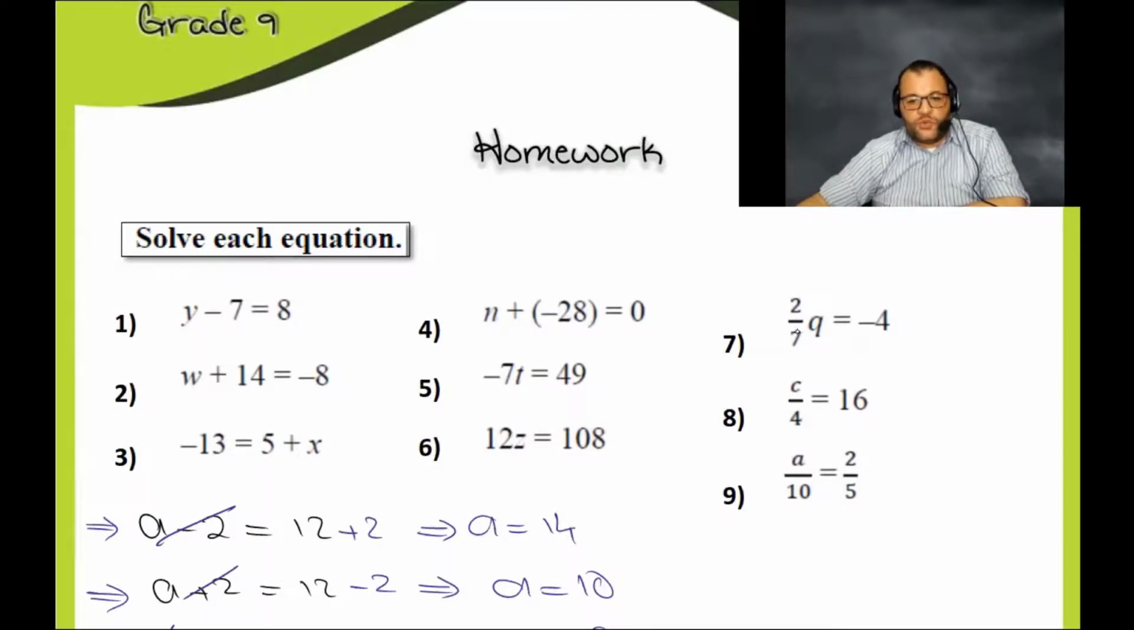All we have to do, because we have a fraction here, is shift to the other side by multiplying by 7 over 2. If you have any fraction, just multiply by the multiplicative inverse of the fraction. So q equals negative 14. Now, as we said, number 8, because we have 4 at the denominator, it means divide. We shift to the other side by multiplying. So c equals 64.